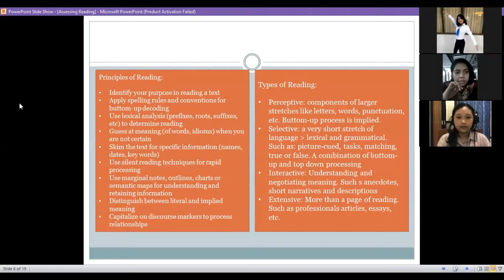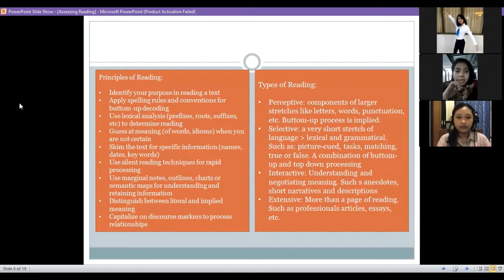It's perceptive, selective, interactive, and extensive. Perceptive is the larger stretch of letters, where punctuation is more general, and it's more implied by bottom-up processing. The second is selective, a very short stretch like lexical and grammatical items, in more specific ones such as picture cue and task matching, true or false, and it is a combination of bottom-up and top-down processing. And interactive is about understanding and negotiating meaning.